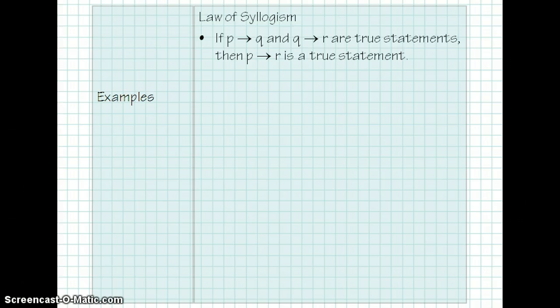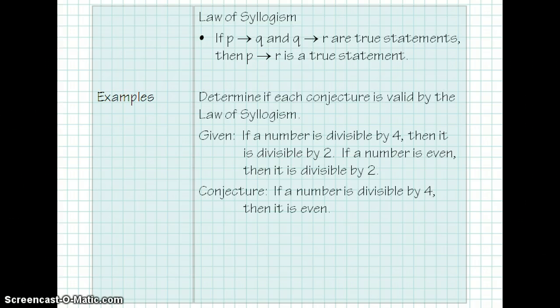But a simple example here is: if a number is divisible by 4, then it is divisible by 2. If a number is even, then it is divisible by 2. And so our conjecture is if a number is divisible by 4, then it is even. Okay? Now, the easiest way to do the law of syllogism is to go ahead and assign P, Q, and R to your phrases, because otherwise it gets all lost in the shuffle here.